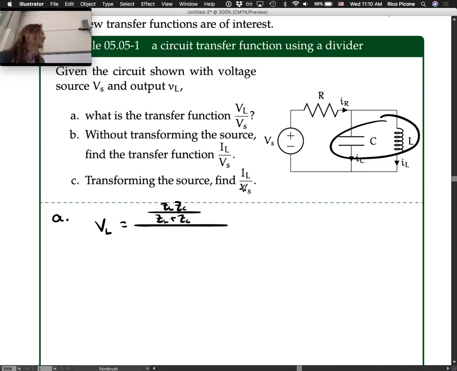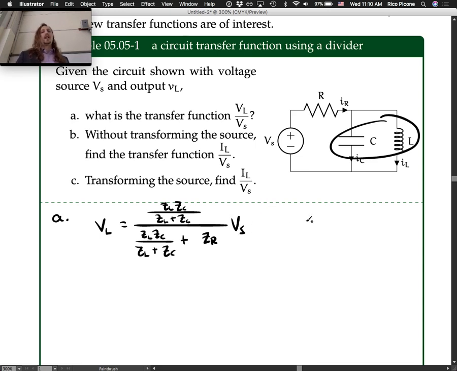So that's our two-element parallel combination of impedances. And then we divide that by the same impedance again, ZL ZC divided by ZL plus ZC, plus the other impedance, which is ZR. Now we've got the impedance of the element we want the voltage across, divided by the sum of all the impedances in series. Now we multiply that by the input voltage, right? Yes.